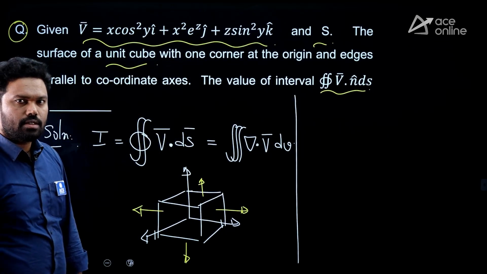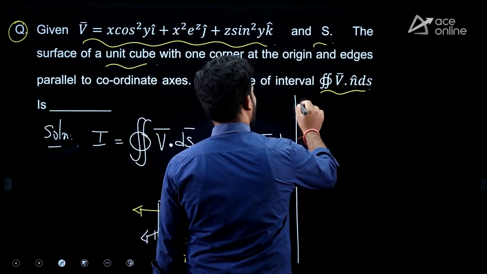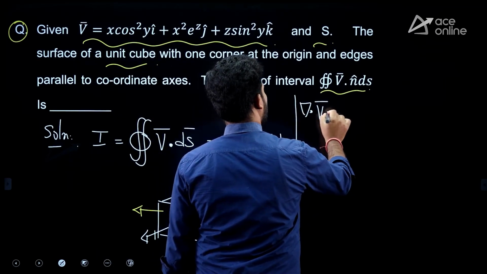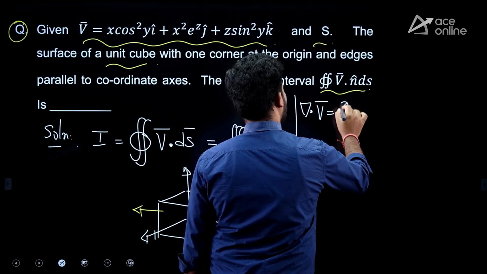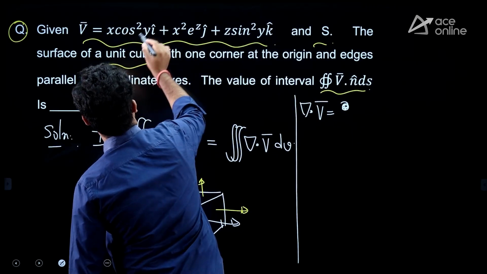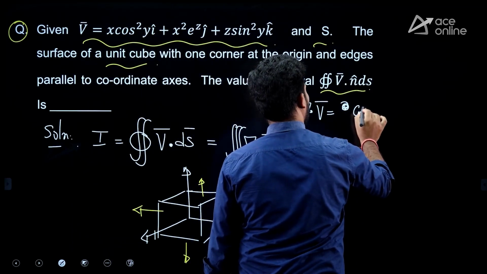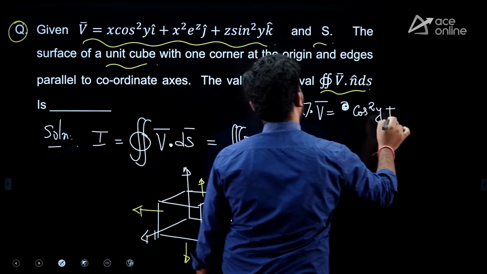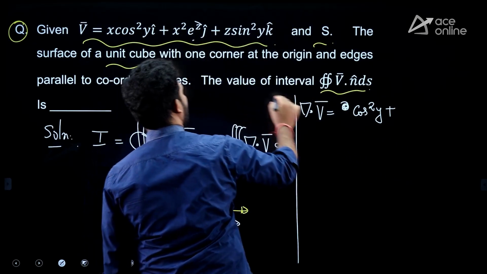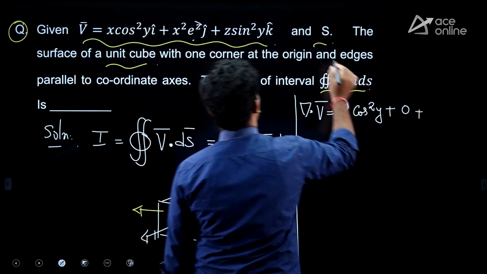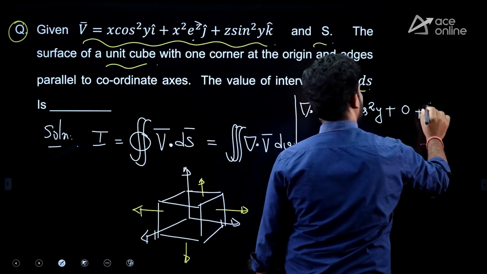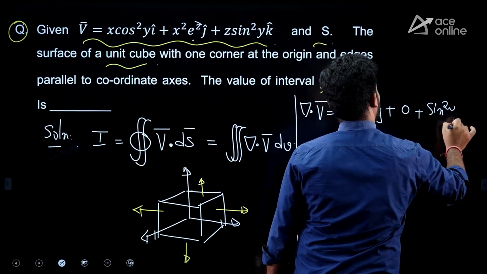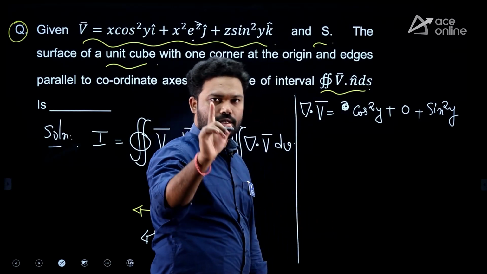Clear guys? Fine. So what is this divergence of V? Divergence of V is equal to dou by dou x of the x component. Differentiate this one with respect to x. It is cos square y, plus differentiate this one with respect to y. So it is 0. Differentiate this one with respect to z. It is sin square y. Cos square y plus sin square y is 1.